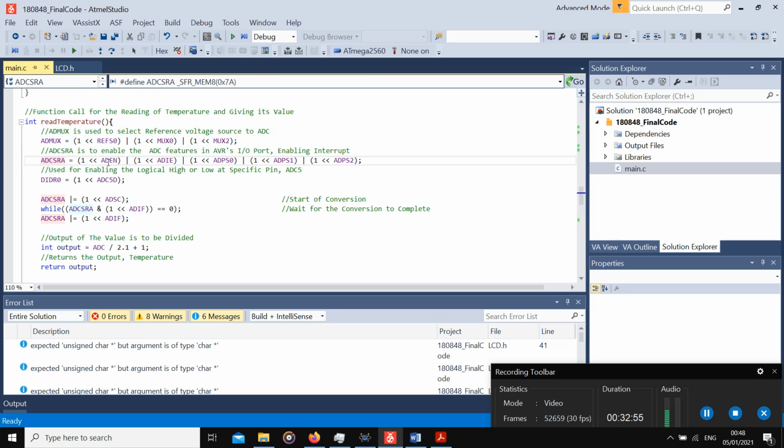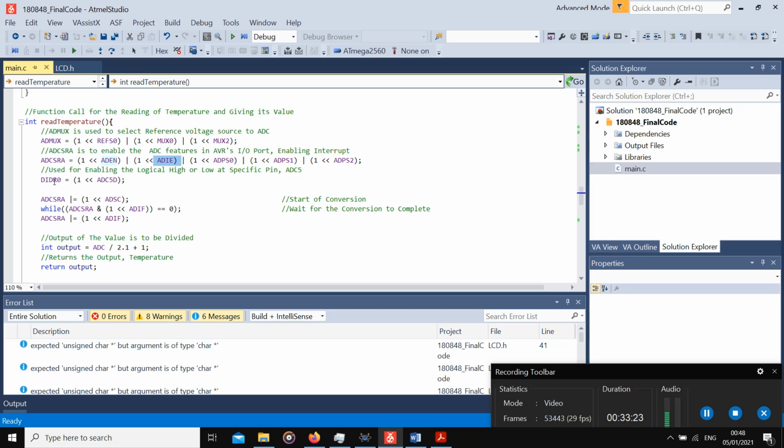So again, this is just the enable register, the interrupt register. This is just the basic thing that the ADCSRA does. You can even find these registers online. These are mostly going to be given to you by your instructor, and they are there in your manual or in your data sheet, and they are there to help you provide in which mode you want your microcontroller to work.